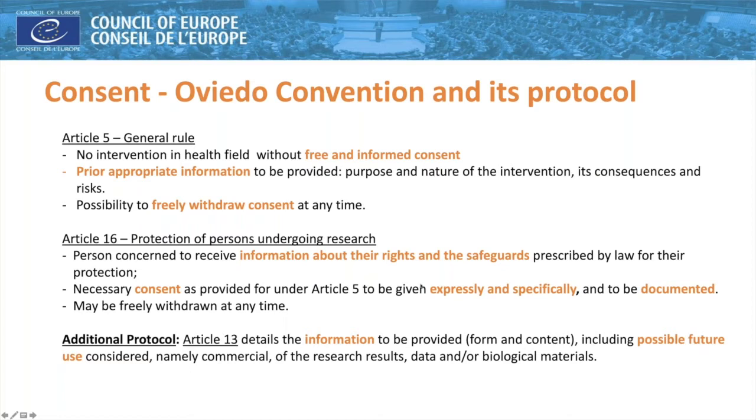The convention includes provisions concerning biomedical research. And again, you see reference to Article 5 of the general provisions, but it adds to the requirement of free and informed consent that the consent has to be given expressly and specifically and be documented. Again, as part of the information to be provided, information about the rights and safeguards, which include the right to withdraw consent, is also a requirement.